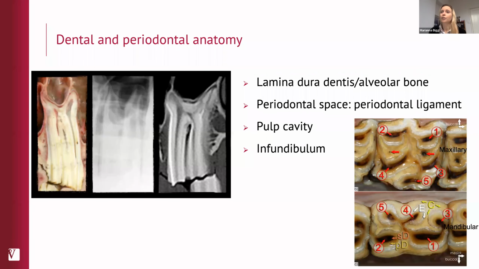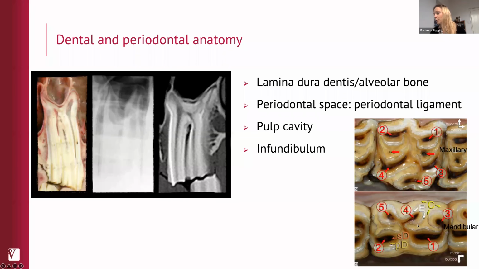As for any other region, when we evaluate radiographs, we need to know the radiographic anatomy in quite some detail. One thing to remember, if we look at this picture on the right side, we have a maxillary cheek tooth and a mandibular cheek tooth. The maxillary teeth have 5 pulp horns, but also have 2 infundibula, while there are no infundibula in the mandibular cheek teeth.